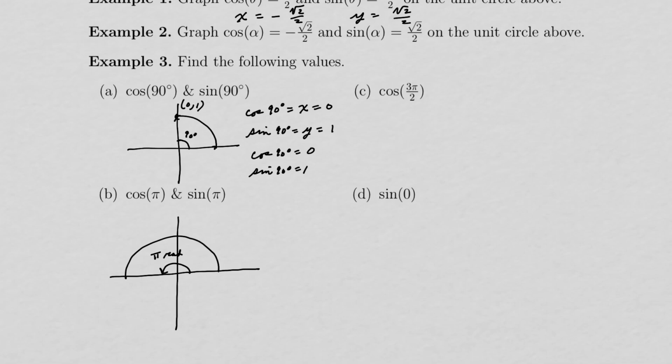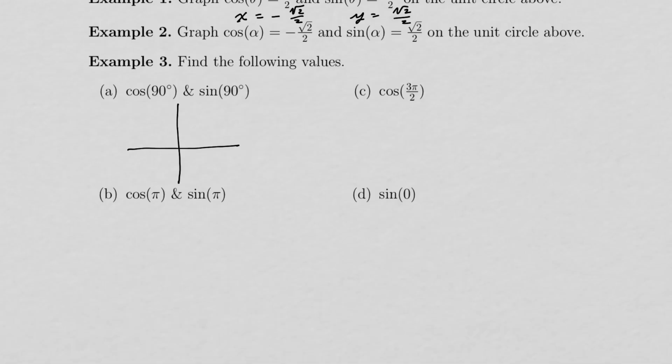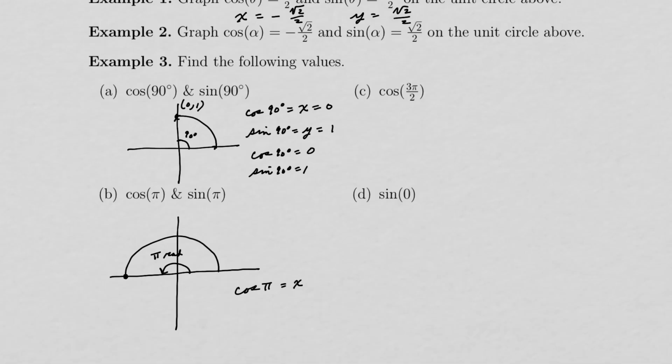But what is this coordinate here? Remember, we know that the cosine of pi radians is going to equal the x coordinate, and the sine of pi will equal the y coordinate. So what are the x and y coordinates at that point? Well, it's a unit circle, so this is length 1. So basically, the x value must be negative 1, because I'm moving to the left 1, and the y value is 0. So that means cosine of pi, which is equal to x, is equal to negative 1, and sine of pi, which is equal to y, is equal to 0.